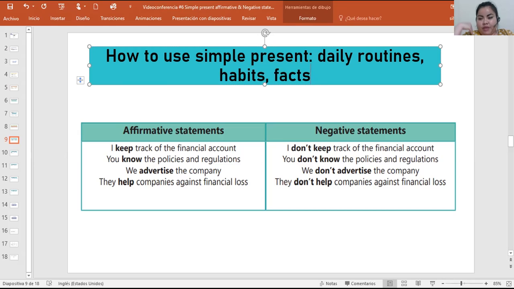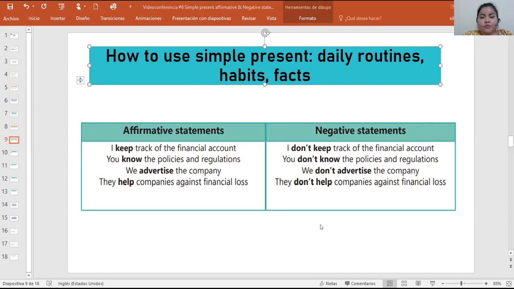For example, in my case, I teach English every day. That is a routine for me. Or a habit: I watch TV at 1 p.m. Or a fact: the water boils at 40 degrees. Vamos a utilizar el simple present cuando hablamos de rutinas diarias, de hábitos o de datos factuales. That's when we're going to use the simple present.